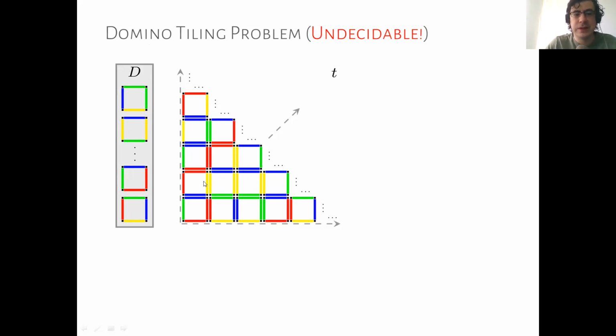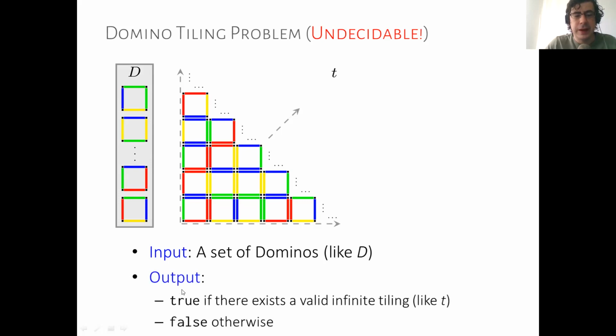We can reduce the halting problem to a domino tiling problem. So again, we have as input a finite set of dominoes like D, and we have as output true if there exists a valid infinite tiling T that expands in the positive direction, tiles the positive plane, and false otherwise.